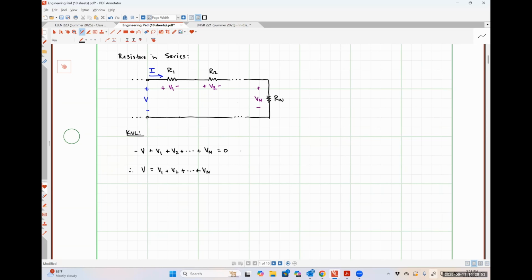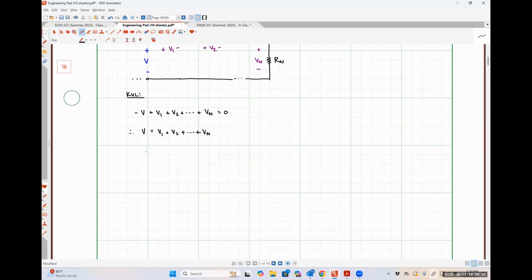I got from that first step to that second step simply by moving that negative V at the front to the other side of the equal sign. Okay, so nothing wild or crazy here. Now what I'm going to do is use Ohm's law to express all of those resistor voltage drops in terms of that common current I. Since all of those resistors are connected in series, they all have the same current flowing through them, okay?